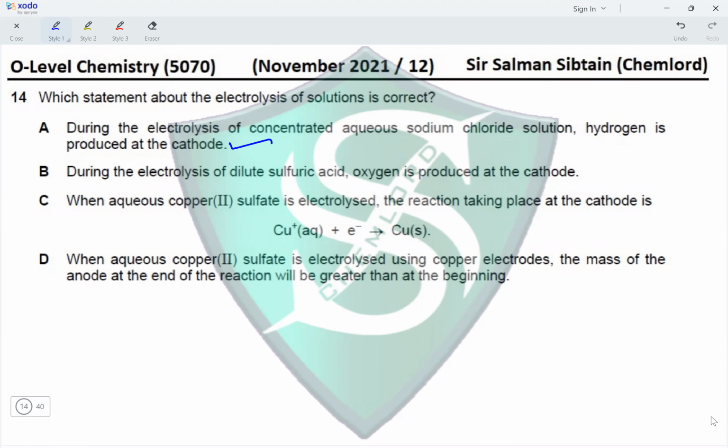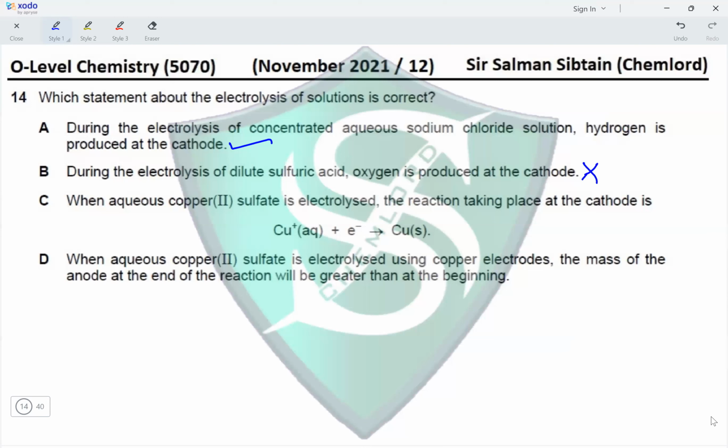Now let's look at the other options and why they are incorrect. B. During the electrolysis of dilute sulfuric acid, oxygen is produced at the cathode. Oxygen is not produced at the cathode. Oxygen would be produced at the anode. Hydrogen would be produced at the cathode. So this statement is incorrect.